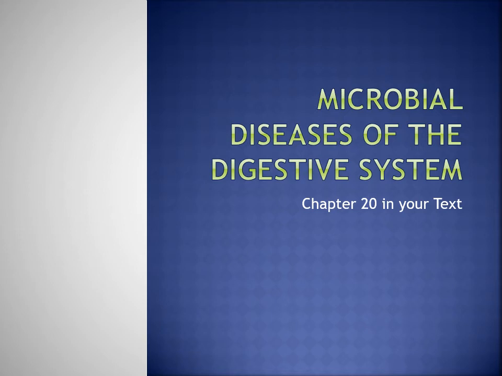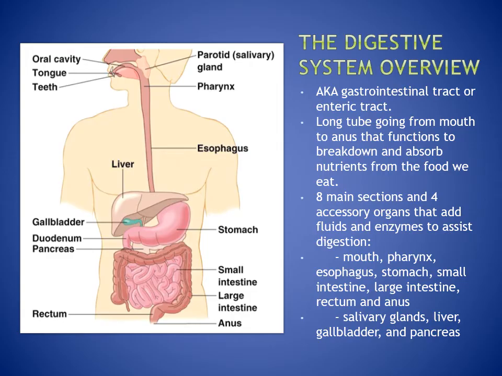Okay, chapter 20 is diseases of the digestive system. So the digestive system has several names. You can call it the digestive system, the gastrointestinal system or gastrointestinal tract, or the enteric tract. That one's not as common, but if you've had A&P 1 or A&P 2, you've maybe heard enteric system before. Either one of those is fine.